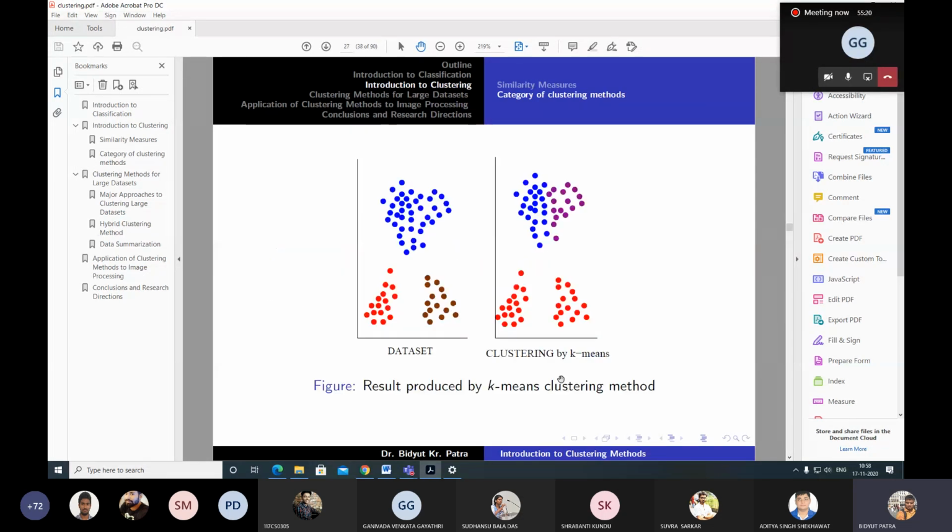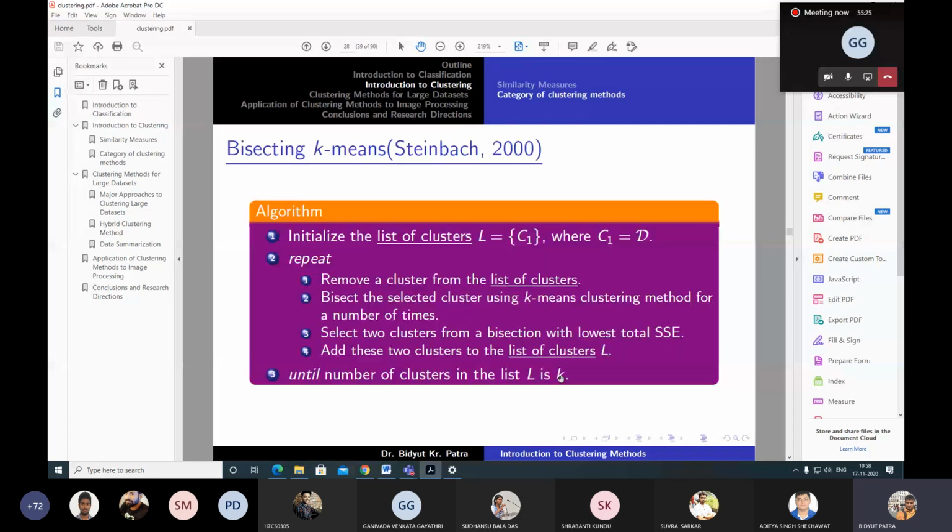In the next class, we will talk about something called bisecting k-means and the rest of the k-means clustering.